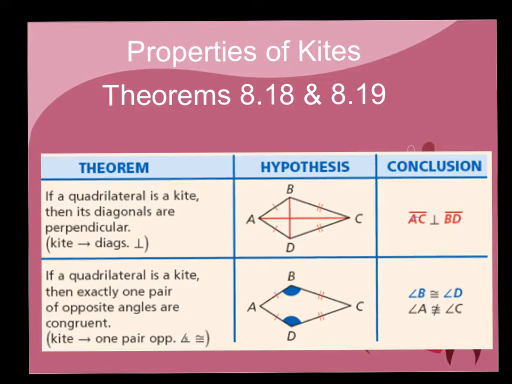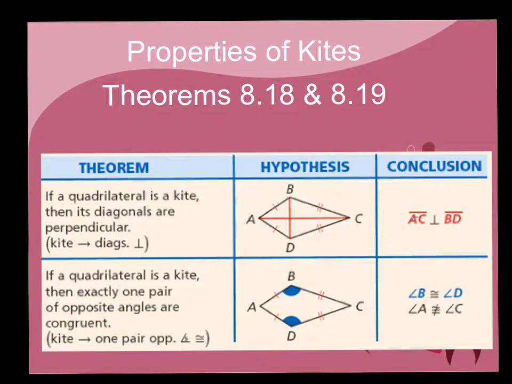Okay, properties of kites. So if a quadrilateral is a kite, then its diagonals are perpendicular. What other shape has perpendicular diagonals? Rhombus. A rhombus and a square. If it's true about a rhombus, it's true about a square, right? Rectangles, the diagonals are congruent. So isosceles trapezoid and a rectangle and a square have congruent diagonals.